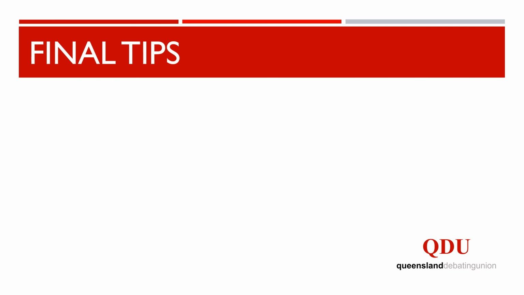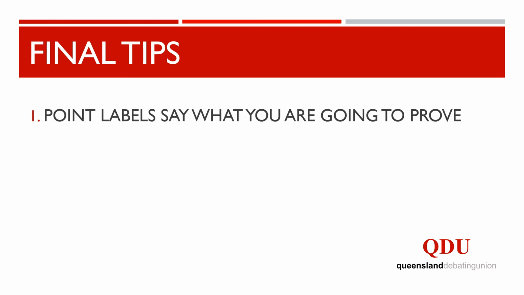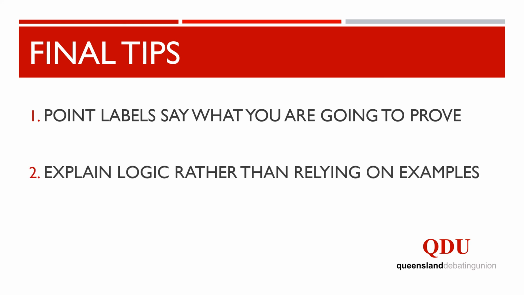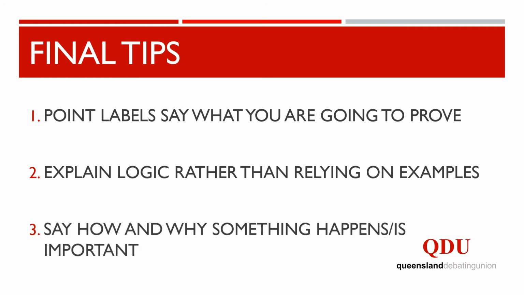Now for some final tips. Number 1, make sure that your point label explains what you are going to prove. Number 2, explain the logic underpinning your arguments rather than just relying on examples. And number 3, explain how and why something happens or is important, rather than just asserting it.